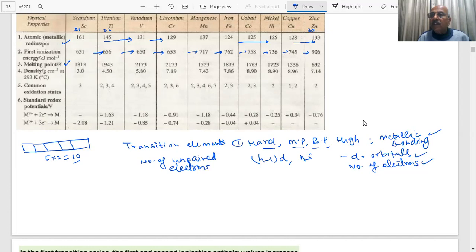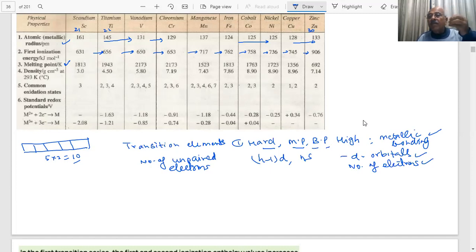Because the d orbitals are also involved in the bonding. The electrons of the d orbitals are involved in the bonding. The larger the number of unpaired electrons, the greater will be the metallic bonding, student, as well as there is covalent bonding in these transition metals. They have both metallic and covalent bonding because of the participation of (n-1)d and ns orbitals. Therefore, they are hard and have high melting and boiling points. And as the number of unpaired electrons increases, the metallic bonding will increase.